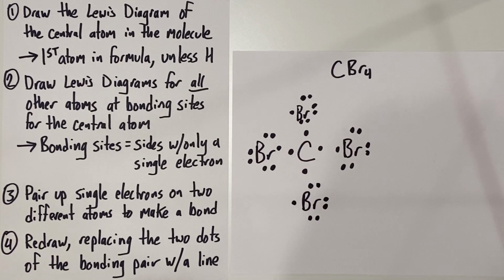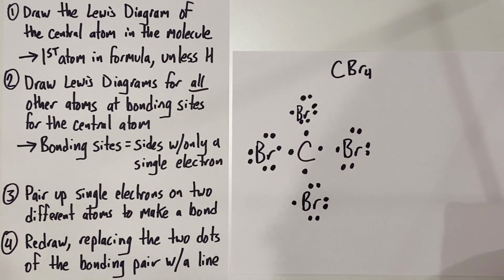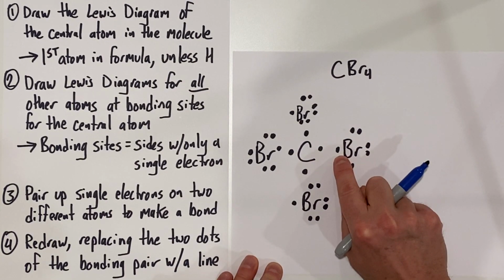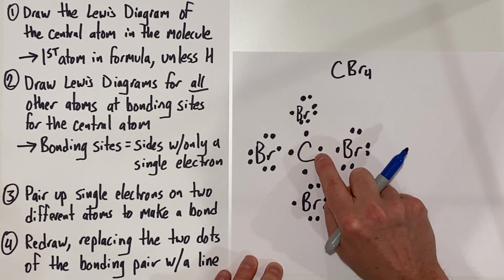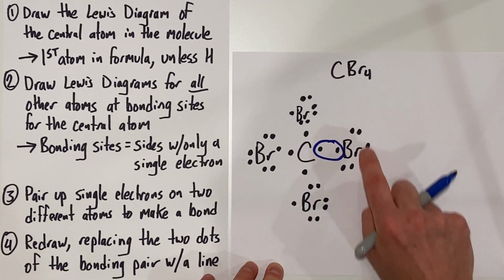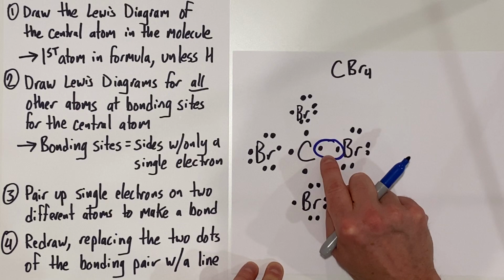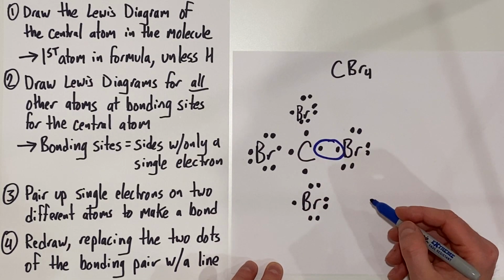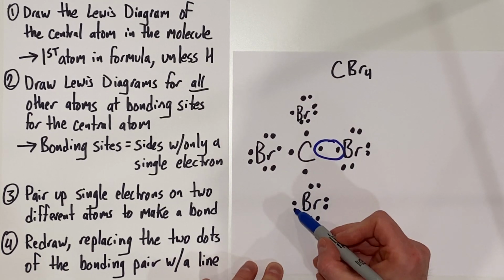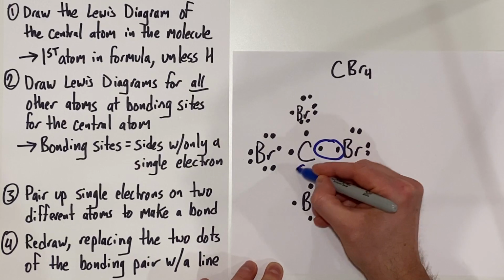Okay, so now let's pair up our single electrons on 2 different atoms to make a bond. So if we look at this carbon and this bromine, we'll see bromine has 1 single electron here, and carbon has 1 single electron here. So they can make a bond. And notice, that'll make bromine much more satisfied. 2, 4, 6, and now 8. So bromine's octet will be satisfied. And that's going to be true for each of these bromines as we bond their single electron with a single electron on a carbon atom.